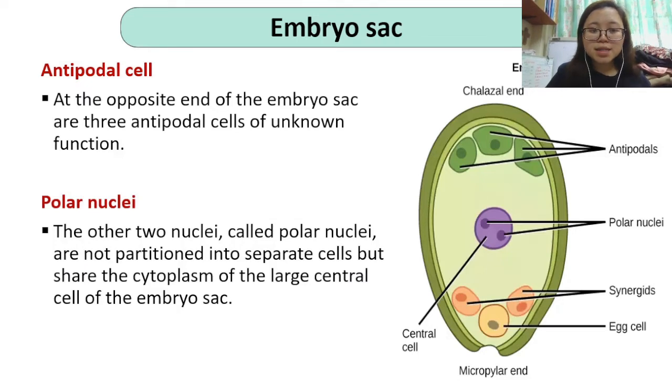The next type of cells in the embryo sac that we'll talk about is the polar nuclei. The other 2 nuclei called the polar nuclei are not partitioned into separate cells, but they share the cytoplasm of the large central cell of the embryo sac. Okay, so these are the polar nuclei. So dia adalah dua nukleus yang mengongsi satu cytoplasm.